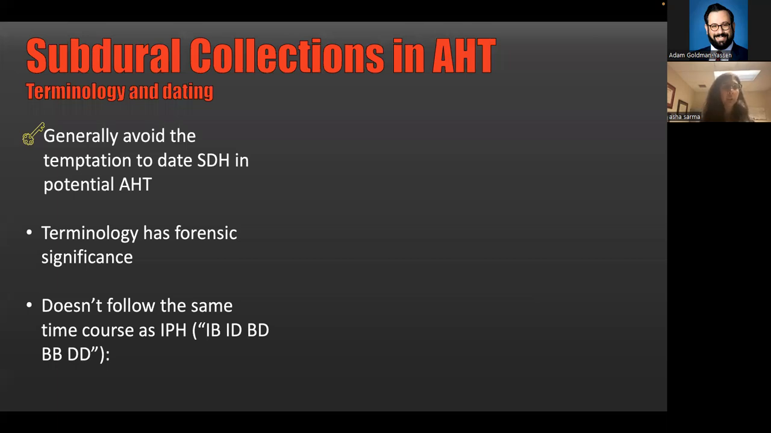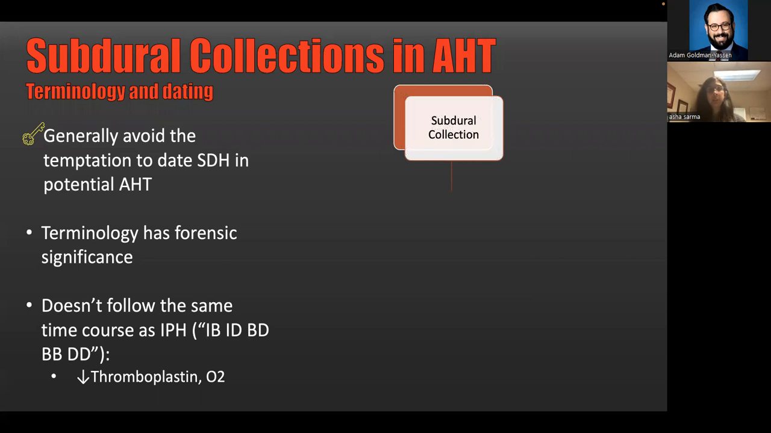It can be problematic in cases with recurrent abuse. And also it's important to remember that what we learn about in intraparenchymal hemorrhages, sometimes the mnemonic like itty bitty baby doo-doo, the subdural hemorrhages don't follow the same time course, because in the subdural space, there's less thromboplastin and oxygen tension, so they evolve differently and less predictably.